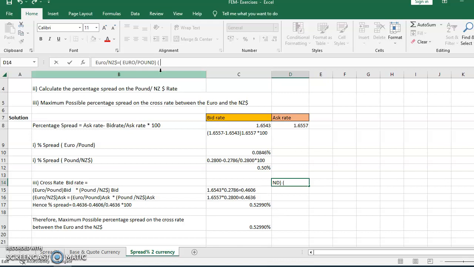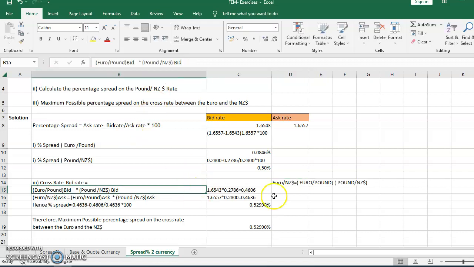While the second part will be pound divided by New Zealand dollar. Close it. Right? This is how it would look. So that is what I have taken over here. For this, separately calculate the bid and separately calculate the ask. So euro over pound bid into pound over New Zealand dollar bid.